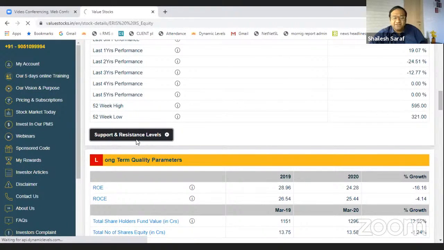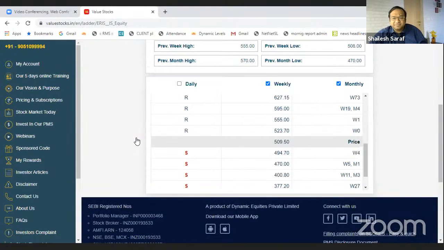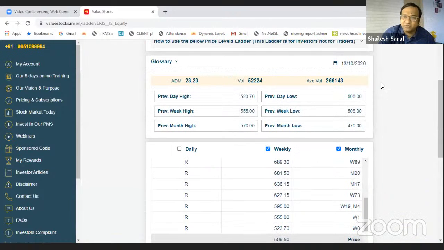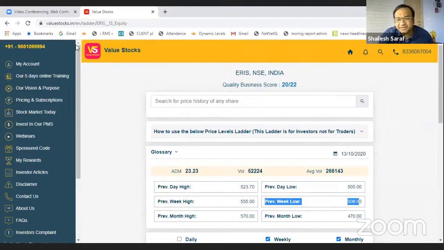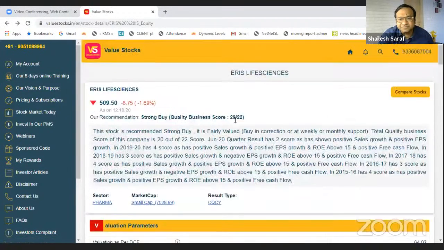Support resistance levels and previous week low. तो ये फिगर्स आपके बहुत क्लियर ऐप में ही दिख जाएंगे आपको. प्रीवियस वीक लो मतलब अभी क्या प्राइस है? व्हाट इज द प्राइस राइट नाउ विकास? $509. Go to the previous week low.